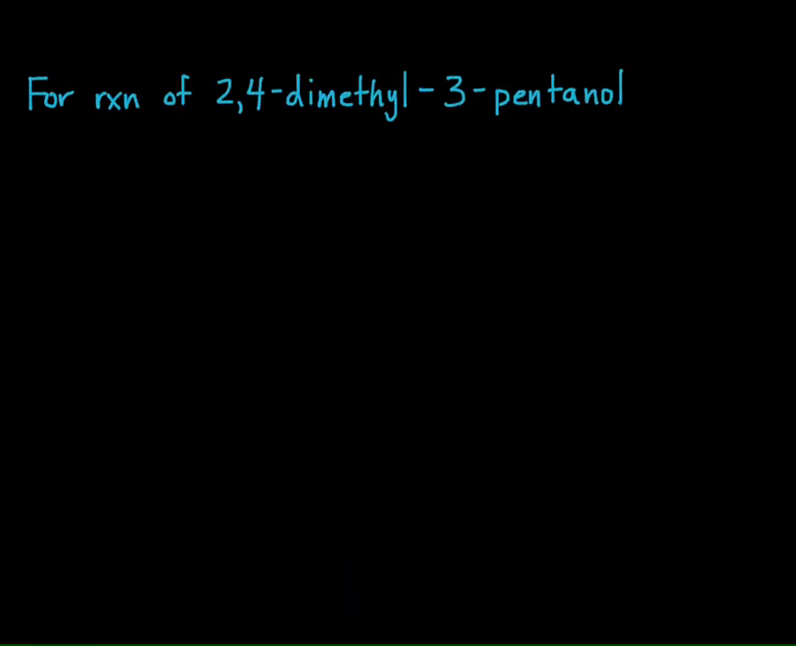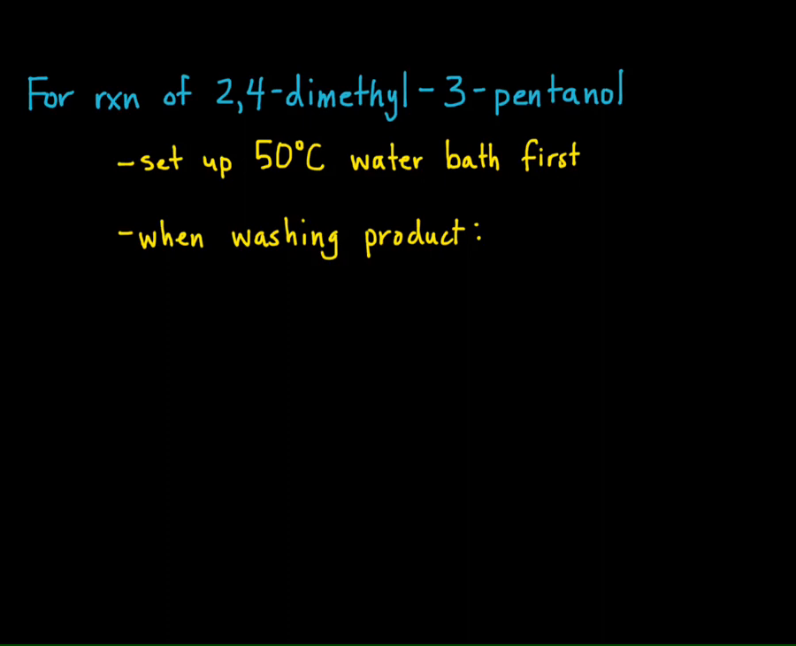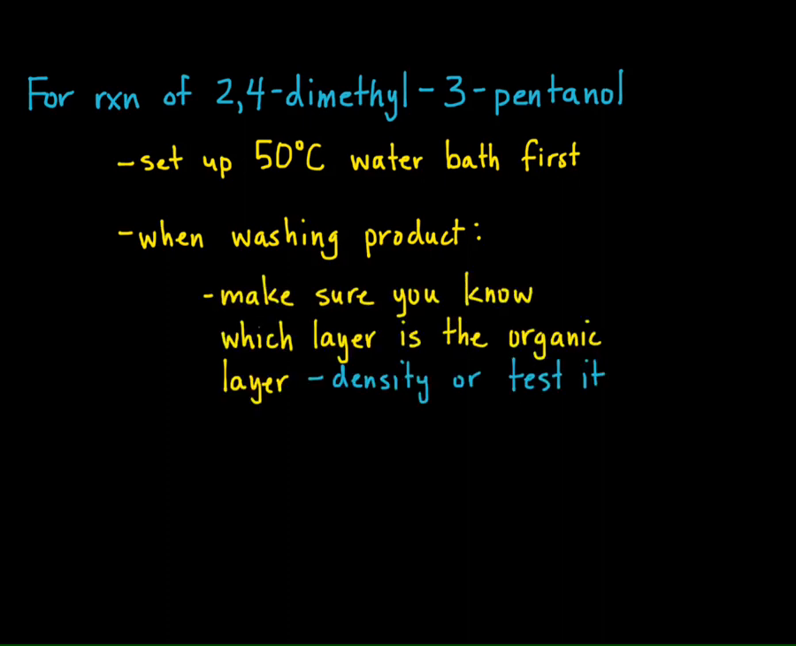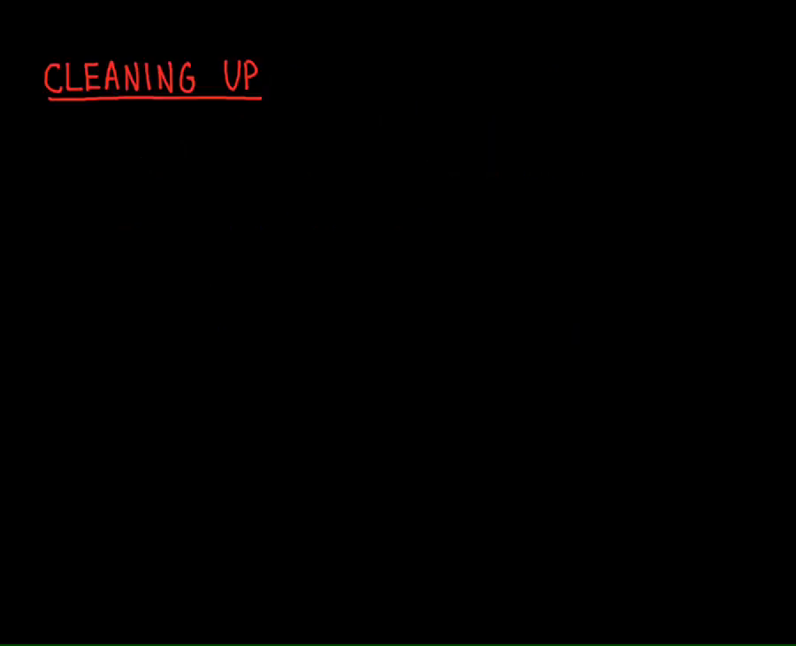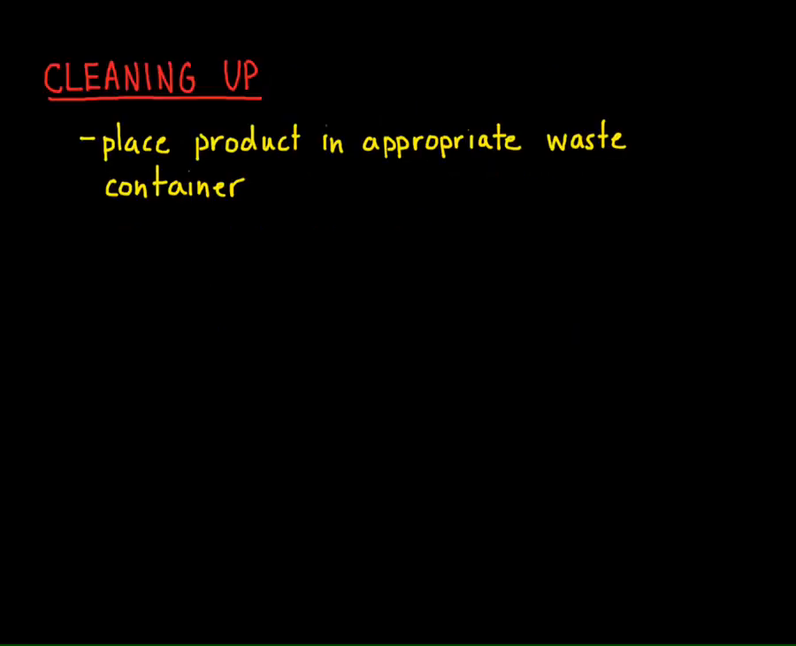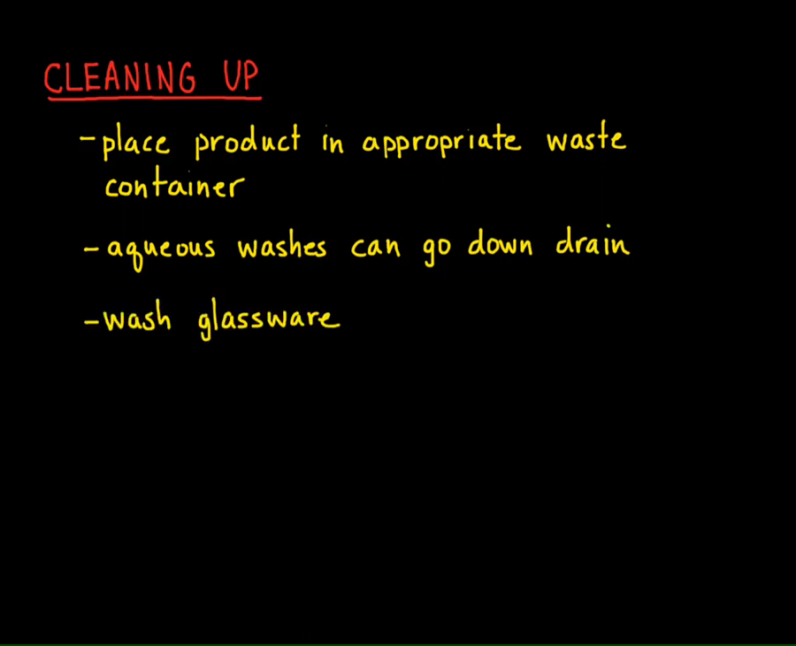For the reaction of 2,4-dimethyl-3-pentanol, the first thing you will want to do is set up a 50-degree water bath. Your instructor will provide you information on the best way to do this. It takes some time to equilibrate, which is why you should do this first. Also, when washing the product, you will want to know where your alkyl chloride is by finding out its density or testing solubility in water. To clean up, simply place the product in the appropriate waste container, discard aqueous waste down the drain, and wash your glassware with water and detergent.